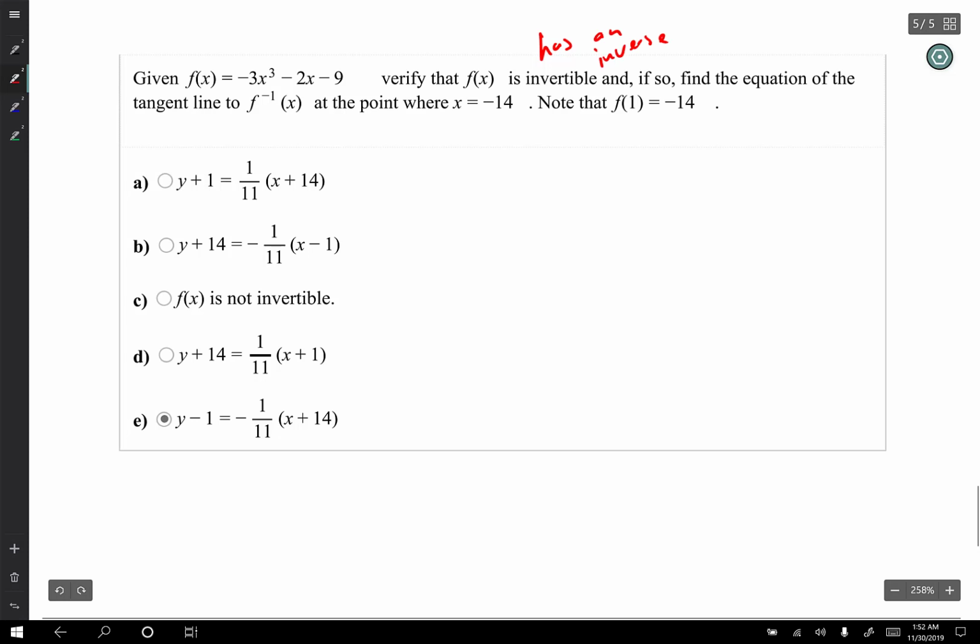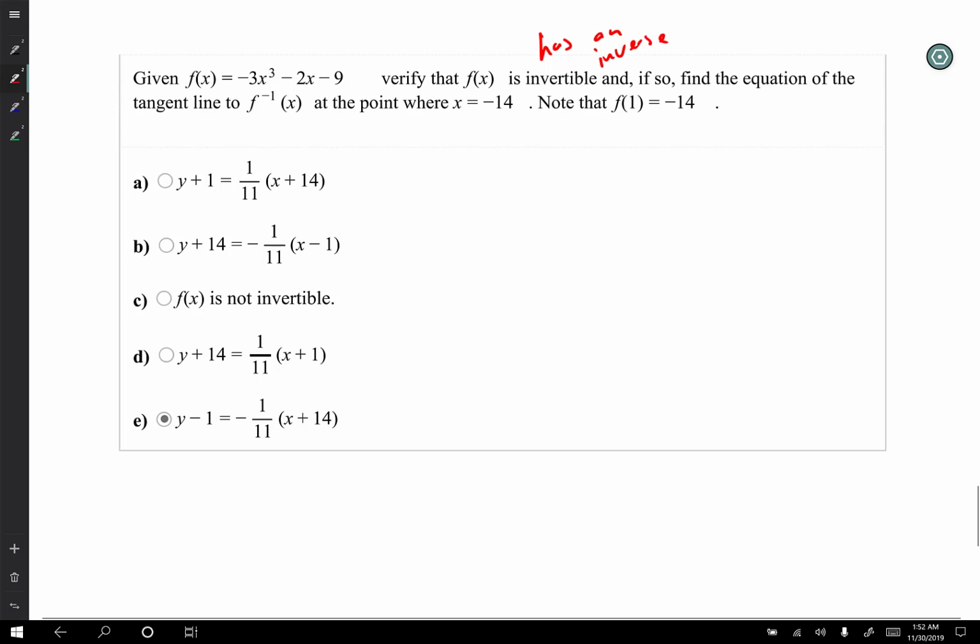Okay. If this minus 9 were not here, we would say that's an odd function. And every odd function has an inverse. So make sure you know that, guys. Every odd function has an inverse. So if I had negative 3x cubed minus 2x, it would be, by definition, an odd function. And that minus 9, all it does is vertical shift down 9. So yes, it has an inverse for sure, guys.